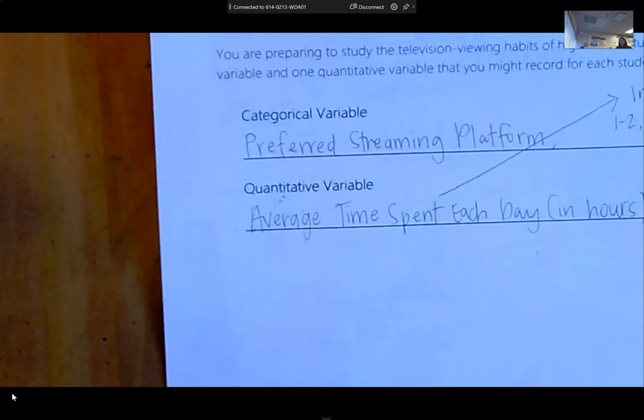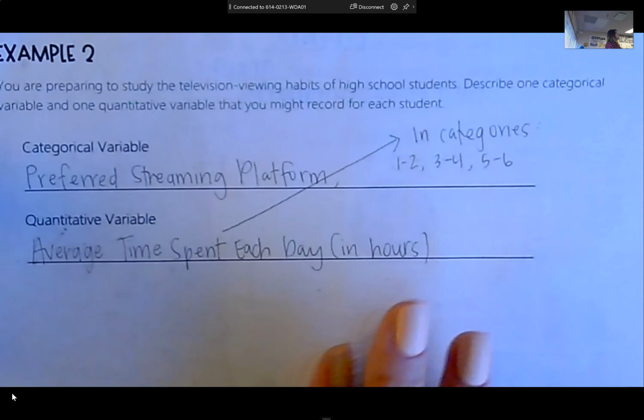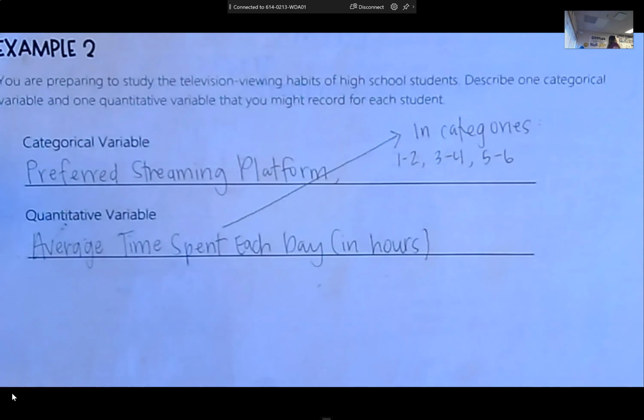You could also make this a categorical variable by putting them into groups. So time spent watching each day could be in a group. 1 to 2 hours, 3 to 4 hours, 5 to 6 hours. Are there any in either group that you guys want to share that you came up with?